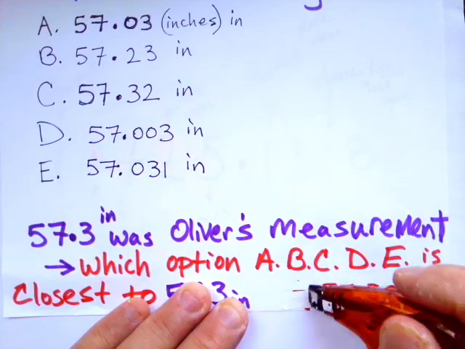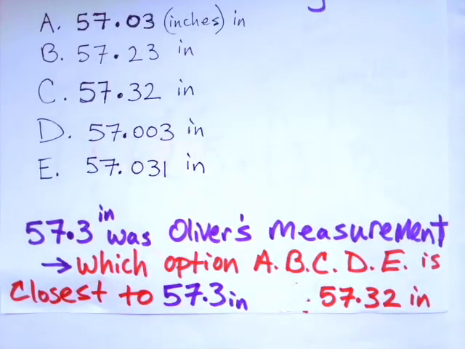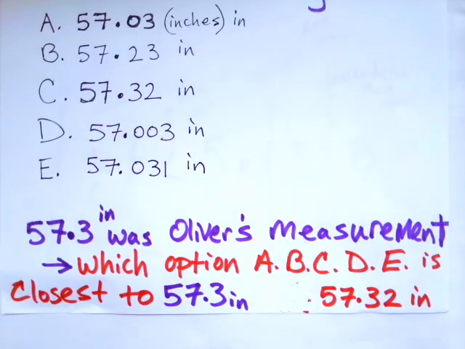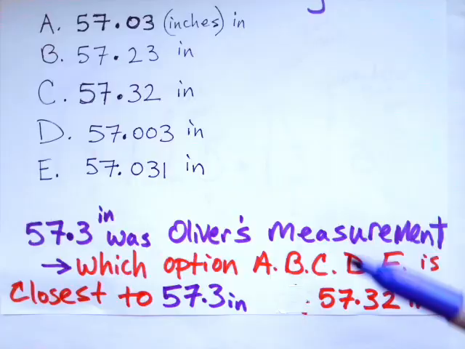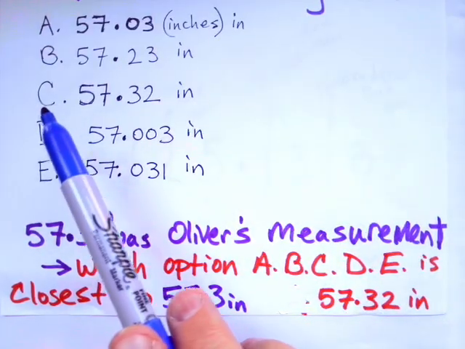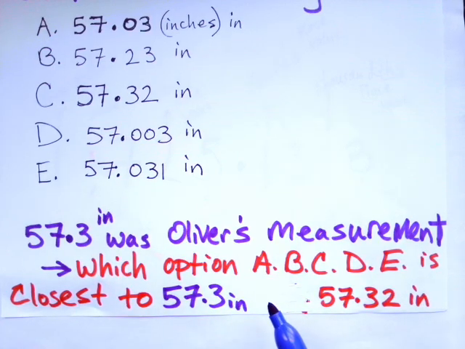Sometimes I create these documents very late at night and I do make mistakes. And guess what? Never be afraid to make a mistake. It's a-okay to make a mistake. There's no worries about making your mistake because you learn from your mistake. And if you want to be honest, it makes you a better mathematician or whatever you're doing in life. So if you can see here, C, 57.32, is closest to 57.3.